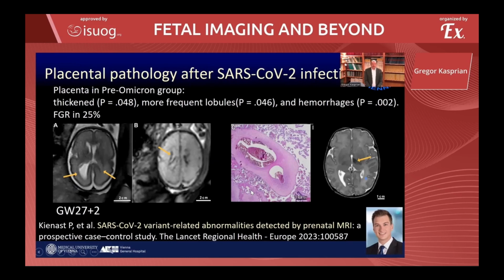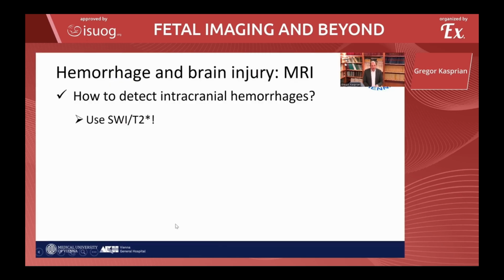And we believe that this has to do with the pathology, the thrombotic effect of SARS-CoV-2 to the maternal placenta, causing also thrombi and maybe ischemia, but also hemorrhages to the fetal brain. So we believe that SARS-CoV-2 is a risk factor for fetal brain hemorrhages as well.